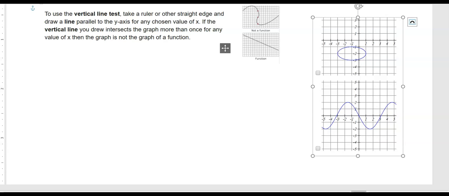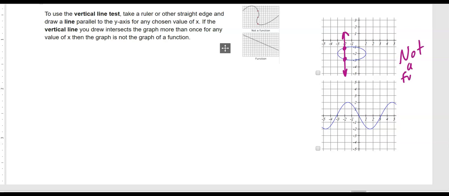So what that means is we just draw a straight line vertically, up and down. Okay? And if you notice, it intersects the relation at two places, right there and right there. So that means it is not a function. It can only intersect at one place. Okay, let's try this one over here.